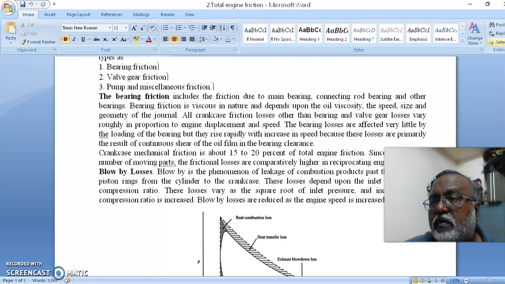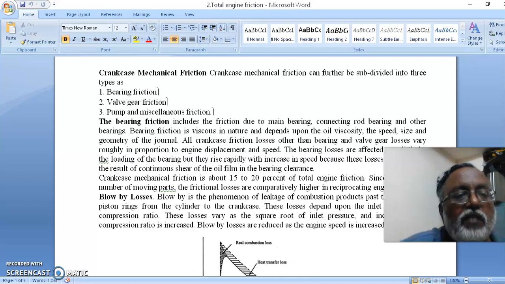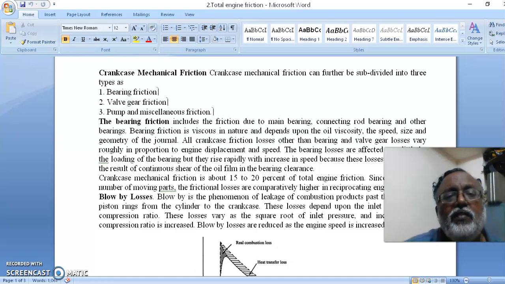The crankcase mechanical friction can further be subdivided into 3 types. The first one is bearing friction, second one is valve gear friction, and the third one is pump and miscellaneous friction. The bearing friction includes the friction due to main bearing, connecting rod bearing and other bearings.